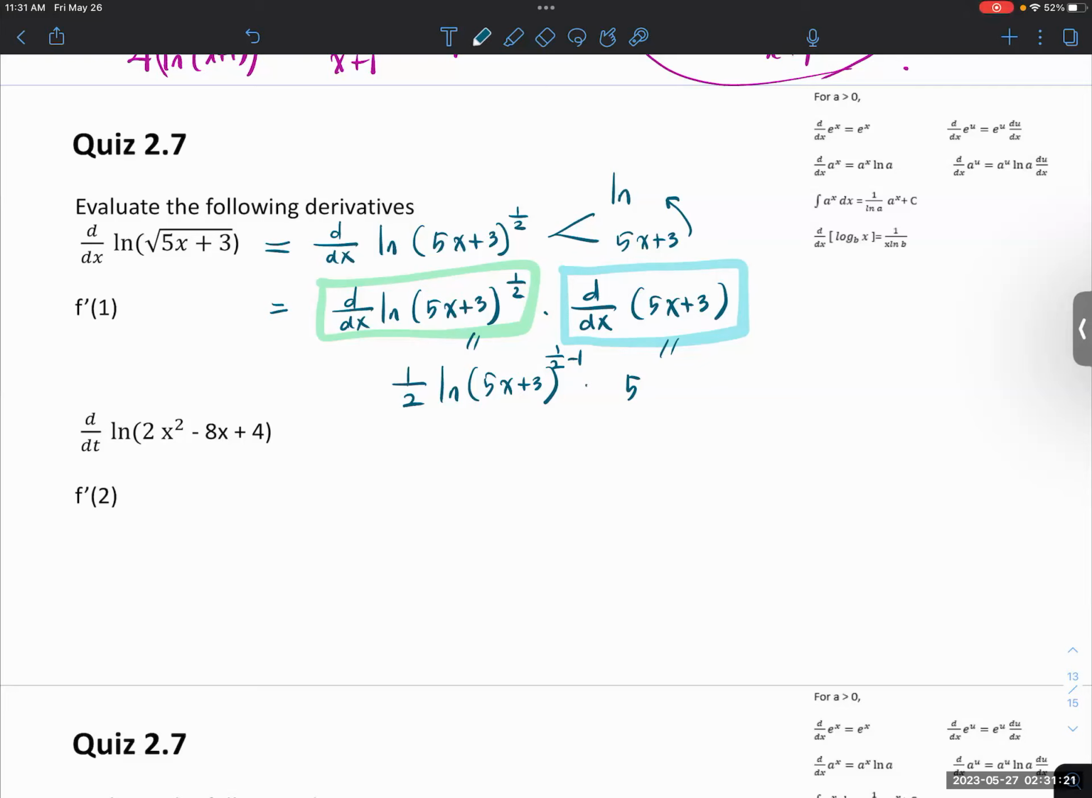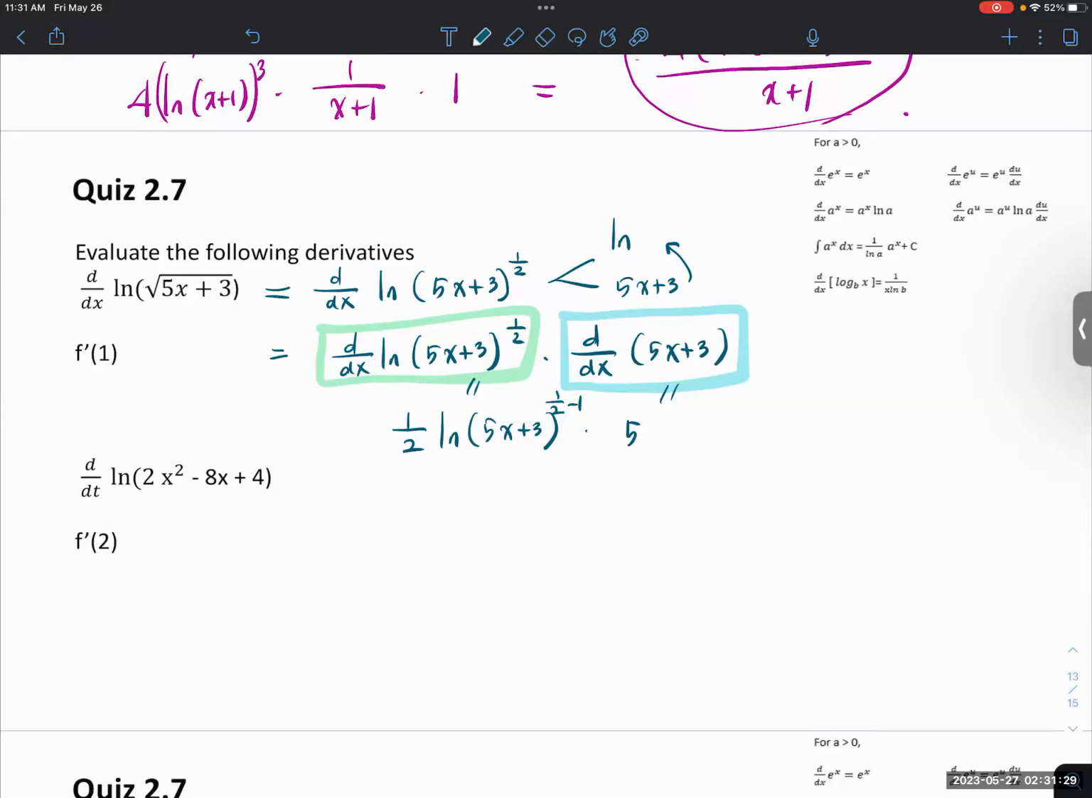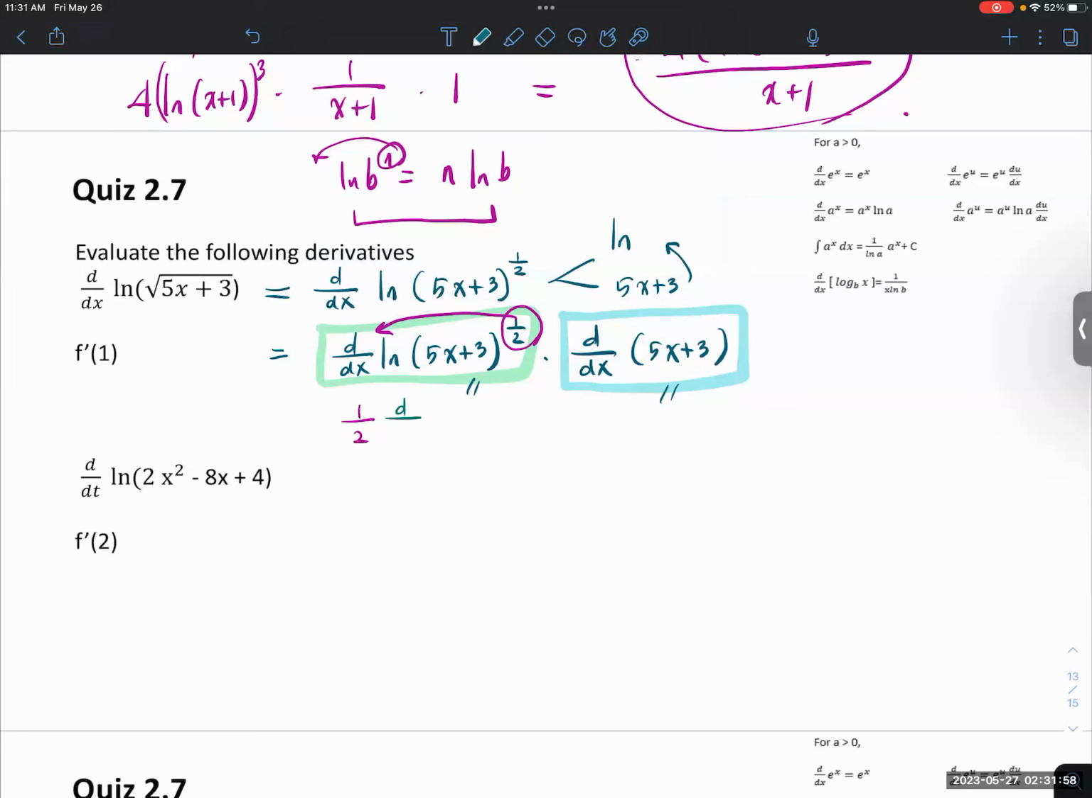I think I have a little bit of a problem. What's my problem? Because if you remember, this is a complicated one. So let me redo it from here. What I'm saying is, this is something we can use the log property. So if you remember, ln b to the n, you can bring n to the front, right? So they are equal. I can bring 1 over 2 to the front of the ln. So it is actually the same as 1 over 2, correct? d over dx ln (5x plus 3).